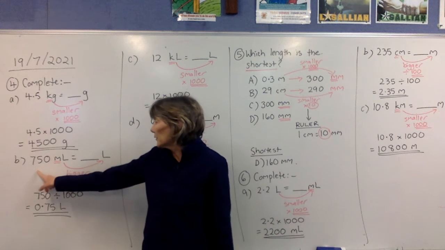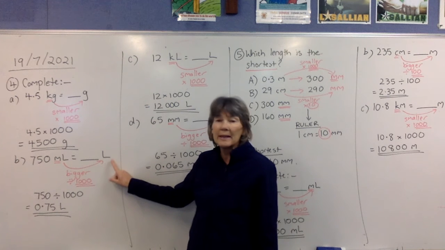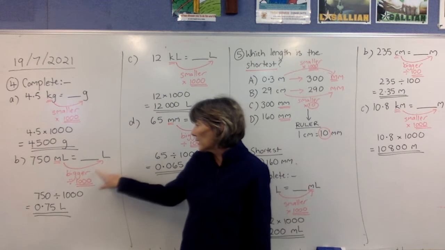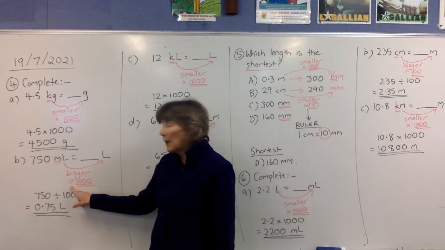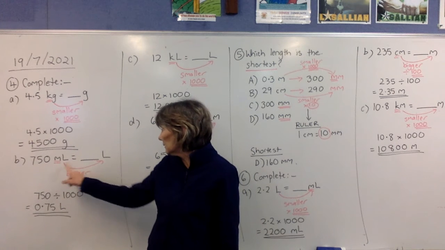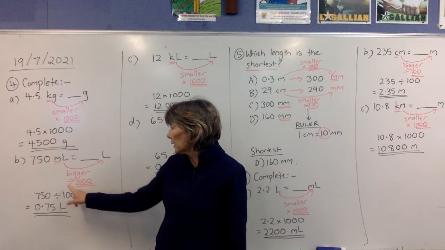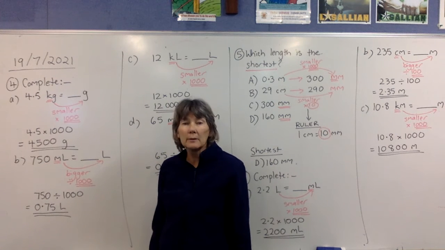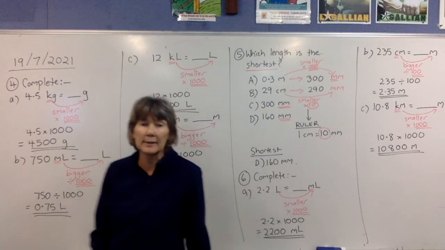Next one, 750 milliliters to litres. We're going to a bigger unit this time. Litres are bigger than milliliters. So we're going to be dividing because we're going to a bigger unit. We're going to divide by whatever the prefix tells us is the number. The prefix here is little m, milli. Milli is 1,000. So we're going to divide by 1,000. So 750 divided by 1,000 equals 0.75, and put your litres on the end.